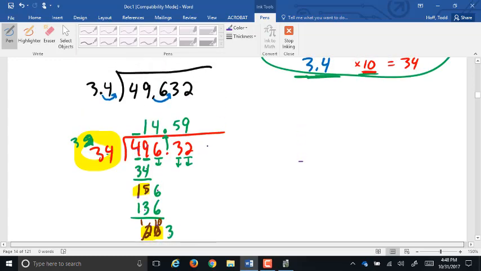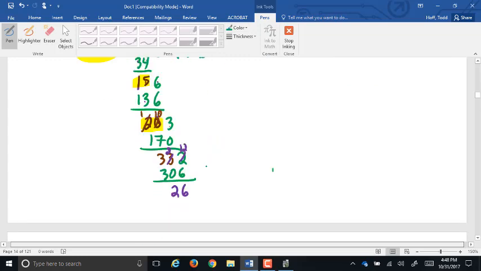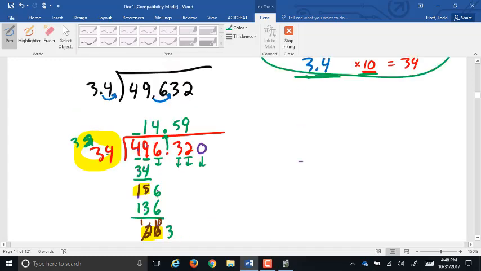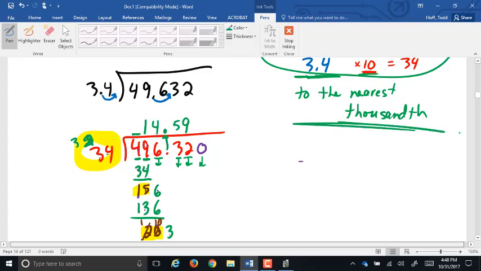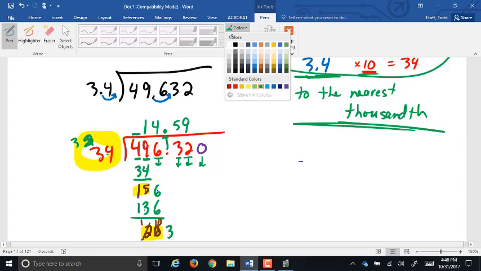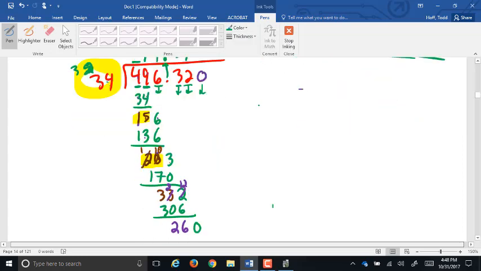Does that mean we're done? It could, but it doesn't have to be. We can add zeros and bring them down. Well, how do we know when to quit? Well, let's say I asked you to find this to the nearest thousandth. Well, if we're going to the nearest thousandth, we'll keep going. 34 goes into 260.